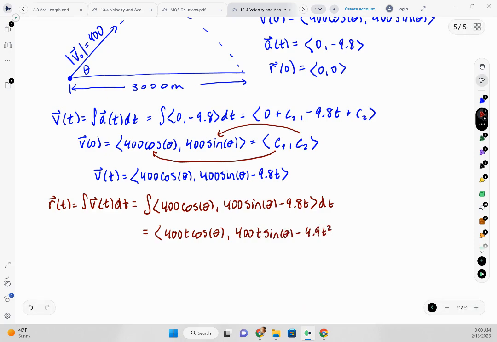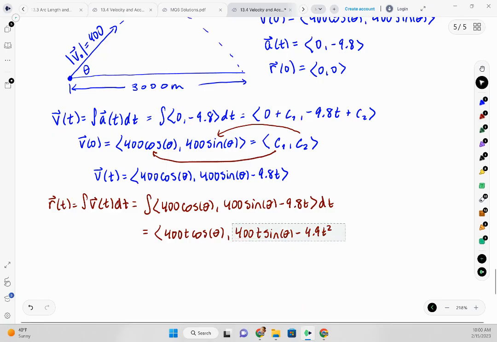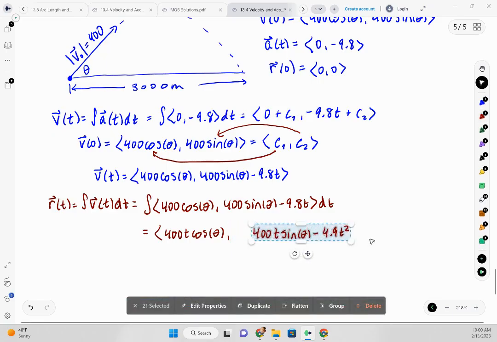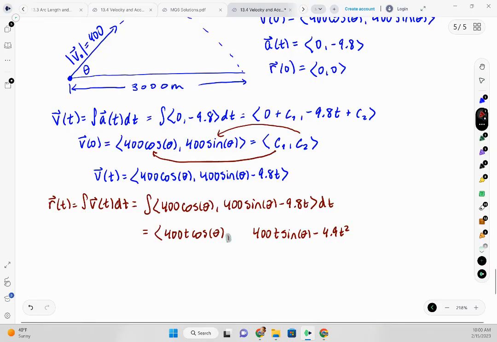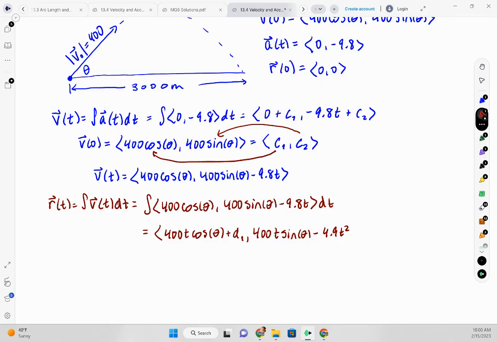Whoops, I forgot something. I need to go back in and put in plus d1. Never want to forget your constants of integration. And in the second component, I have a plus d2. All right, now I can apply my initial conditions for position. They tell me r of 0 is equal to <0, 0>.